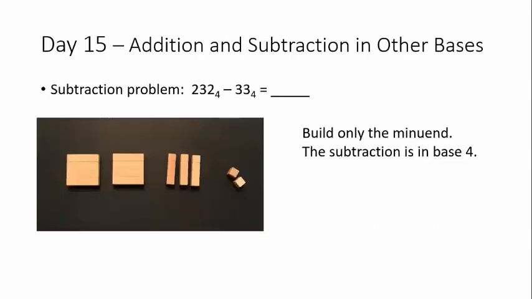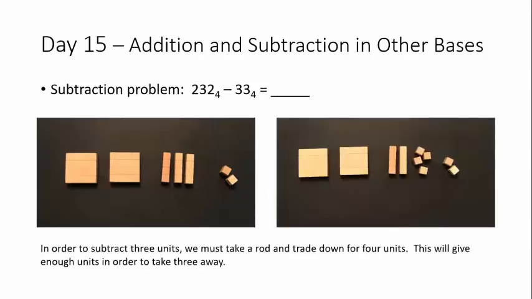Here's another subtraction problem. 234 base 4 minus 33 base 4. Build only the minuend. We have 2 flats, 3 rods, and 2 units. Think about what we must take away. We must take away 3 units and 3 rods. We have only 2 units there. In order to take away 3 units, we must trade down. 1 rod will become 4 units.